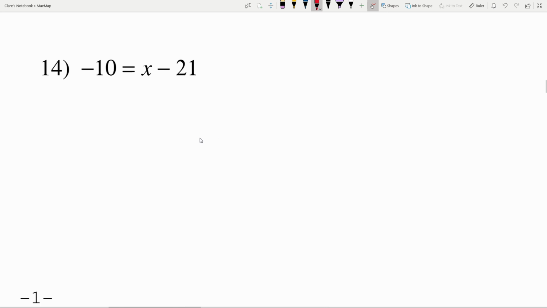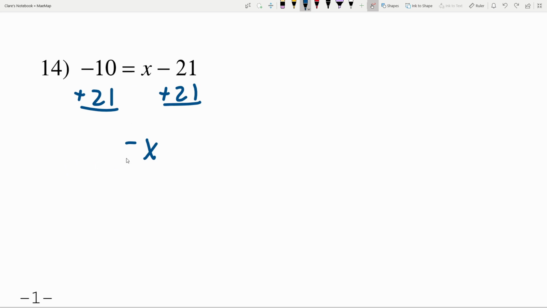Moving on to number 14, we have negative 10 equals x minus 21. Solving for x, all I need to do is get rid of this 21 to isolate it, and then I'll know what it's equal to because I'll have it all by itself. So if I add 21 to both sides, that's going to get rid of the 21 with my x, because x minus 21 plus 21 will be x minus 0, or x plus 0, which is simply x. It's just x all by itself. And because I have x all by itself, I'll know exactly what it equals when I solve this left-hand side.